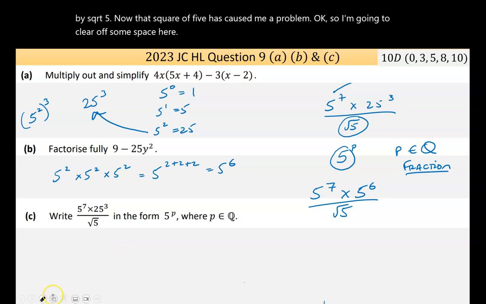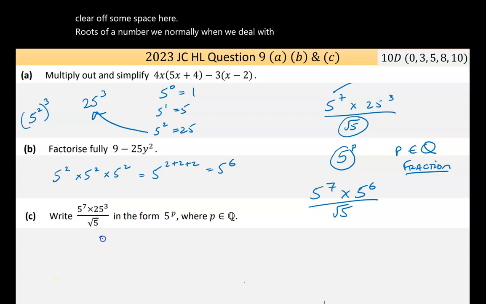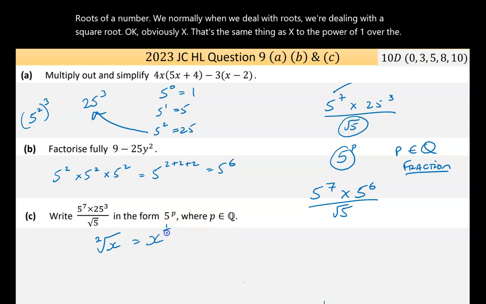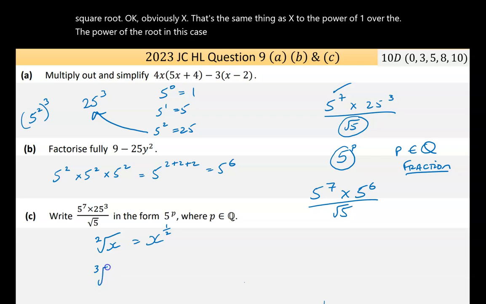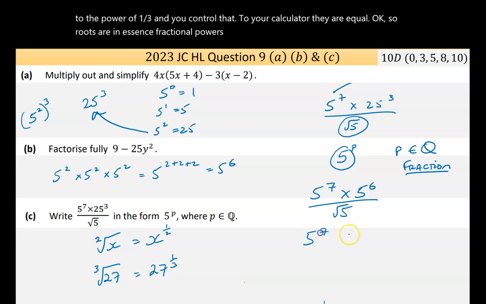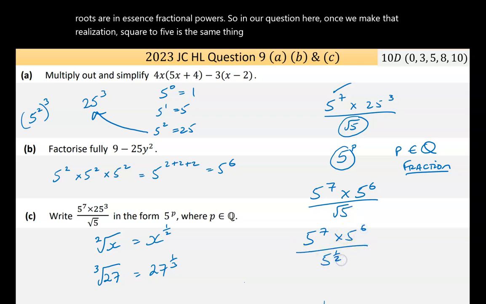The roots of a number, when we deal with roots, we're normally dealing with a square root of, say, x. That's the same thing as x to the power of 1 over the power of the root, in this case, a half. So the cube root of 27 is the same thing as 27 to the power of 1/3. And you can throw that through your calculator. They are equal, okay? So roots are in essence fractional powers. So in our question here, once we make that realization, square root of 5 is the same thing as 5 to the power of a half.